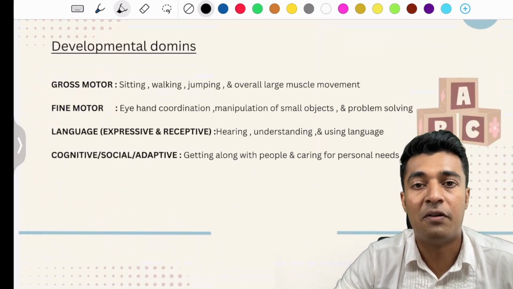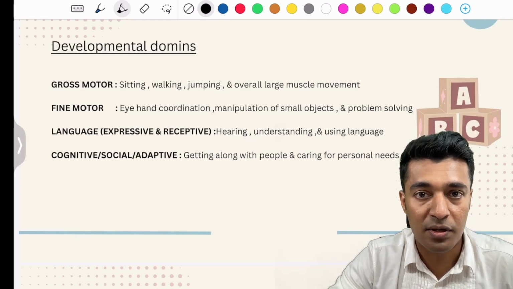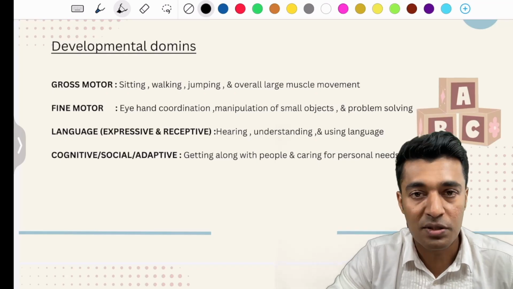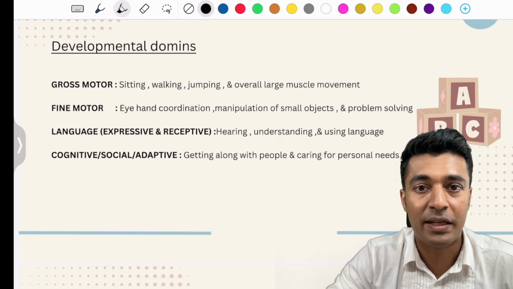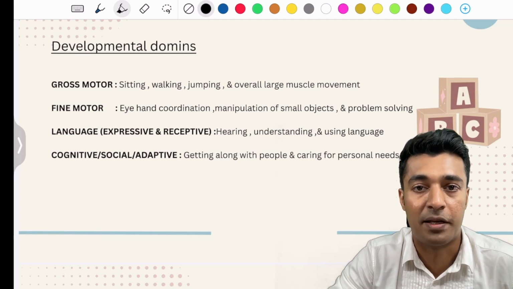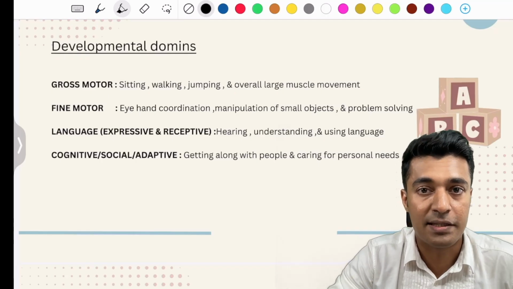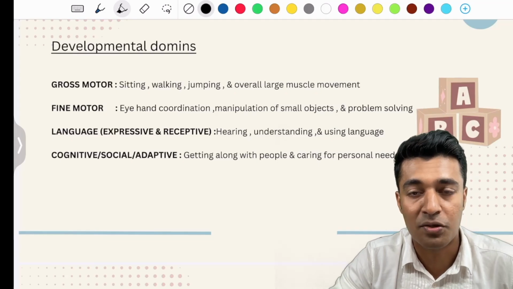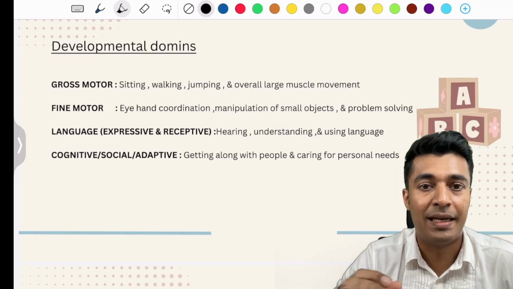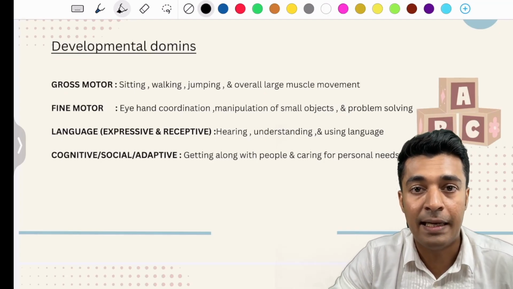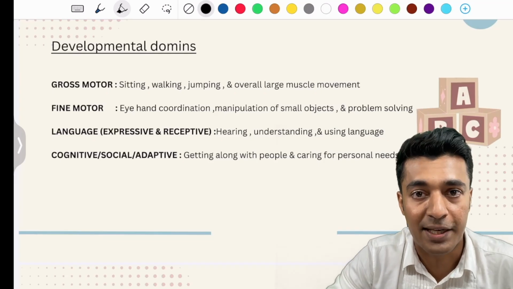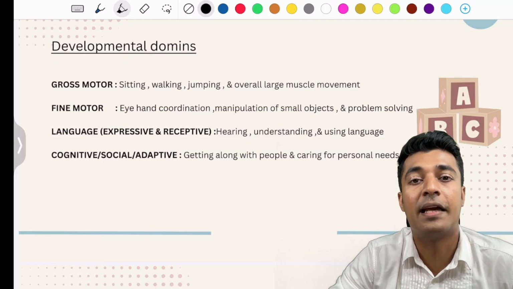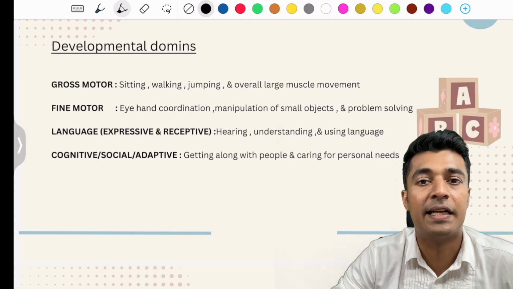So coming to the developmental domains, there are the gross motor, fine motor, language, and the cognitive domains. The gross motor involves sitting, walking, and large muscular movements like jumping, whereas the fine motor consists of hand-eye coordination, working on small objects, and also problem solving. The language domain involves hearing, understanding, and the ability to use the language. The cognitive domain includes getting along with people and caring for their personal needs. So these are the developmental domains.